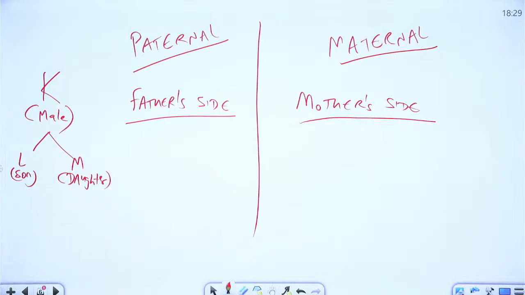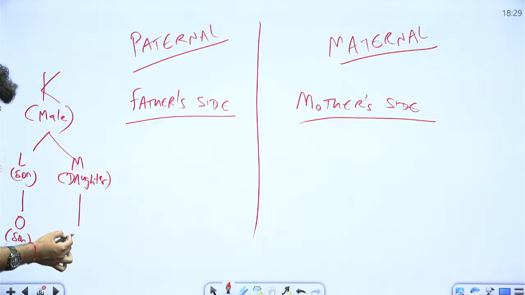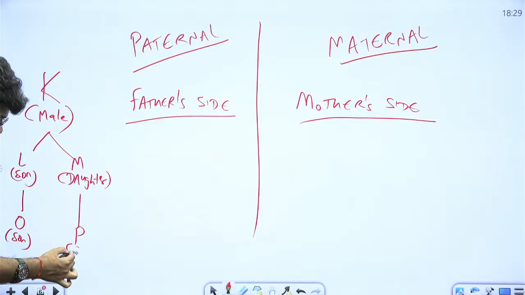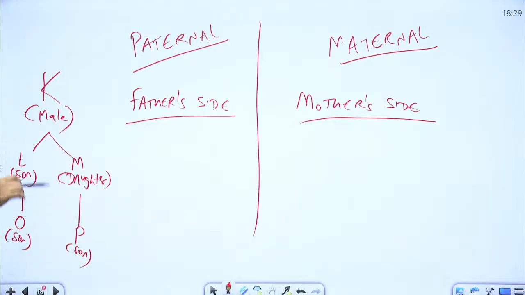Okay, one son, L, and one daughter, M. Now, this son has another son, O, and this daughter has another son, P. Now, you tell me, O is the paternal grandson and P is the maternal grandson. Who is the paternal grandson and who is the maternal grandson of K?